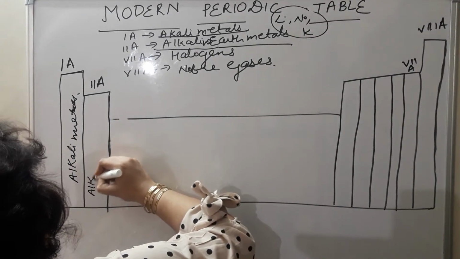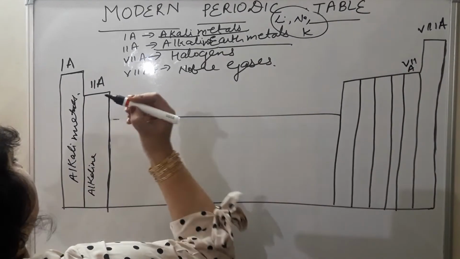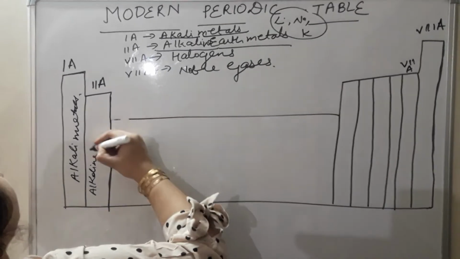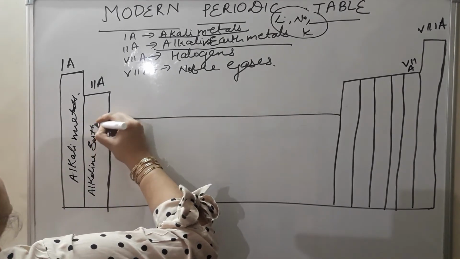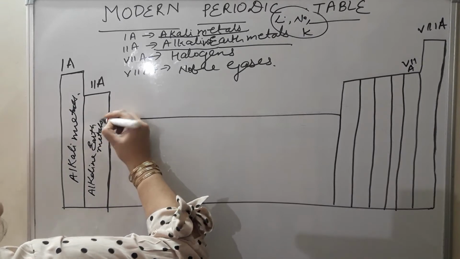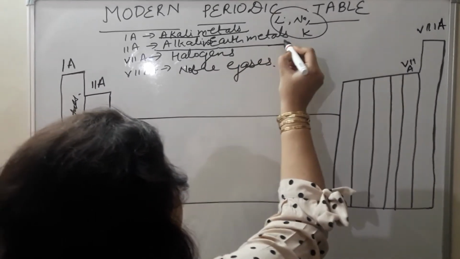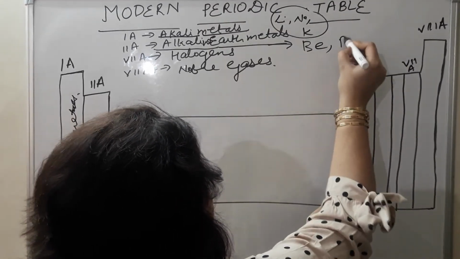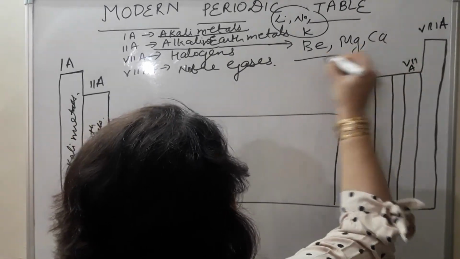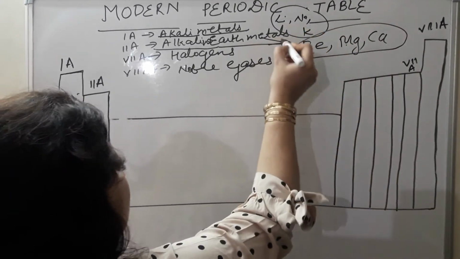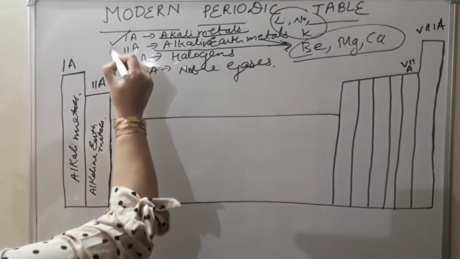These specific terms you have to learn along with the reason. Alkaline earth metals. For example, beryllium is there, magnesium is there, calcium is there. So these are known as alkaline earth metals. Now this is first A, second A.